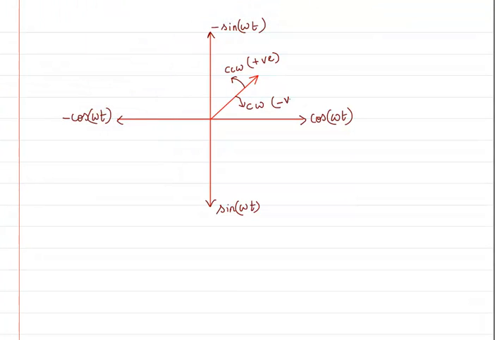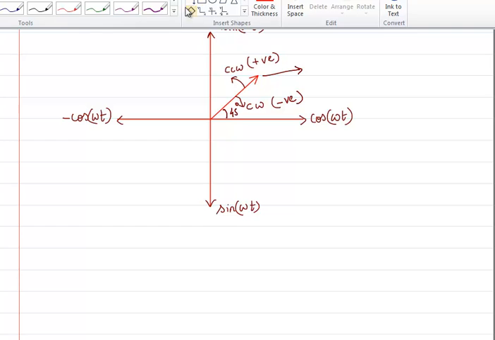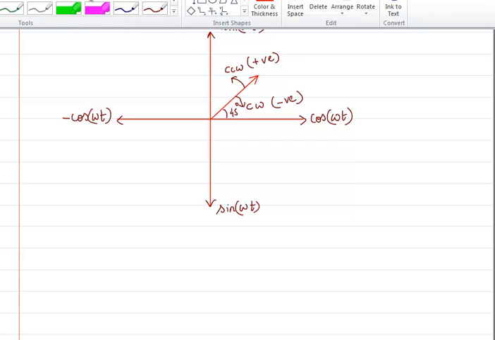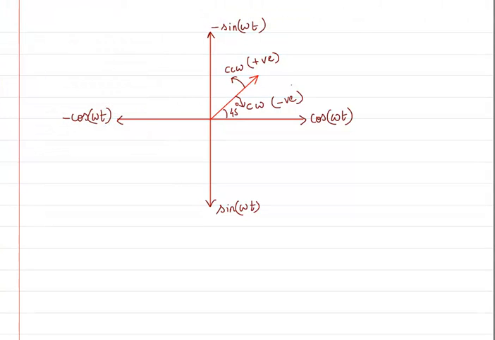This is negative. So suppose this is 45 degrees, then I can write this one in 2 different forms, or I can write this in 4 different forms. Very, very carefully look at this, because this is very important for you all to understand clearly. This arrow can be written in 4 different forms.